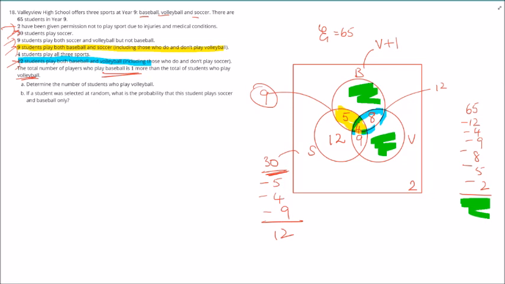65. Take away 12, take away 4, take away 9, take away 8, take away 5, take away 2 is 25. And we have to split it so 1 is bigger by 1. So we can have 12 and 13.